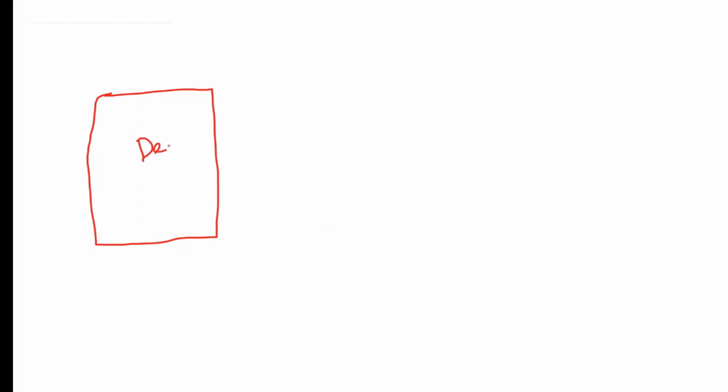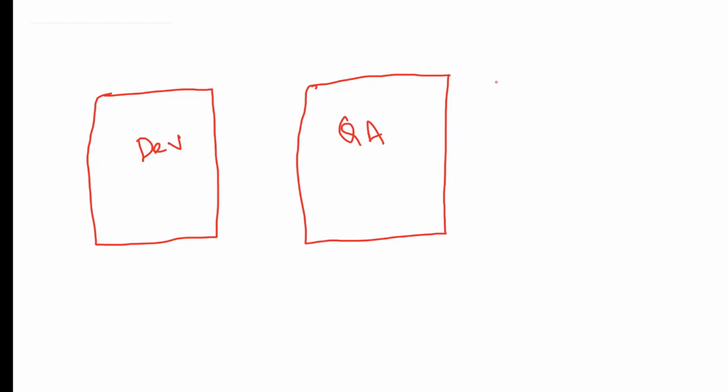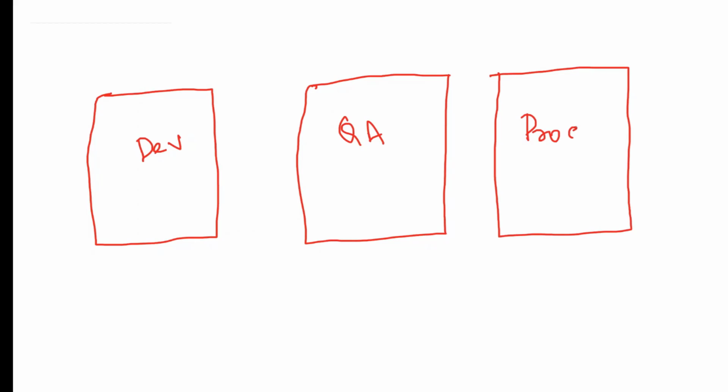So you have a separate system. When I say separate system, it has its own application server, it has its own database. Okay. Then you have your separate quality system, and you have your separate production system.